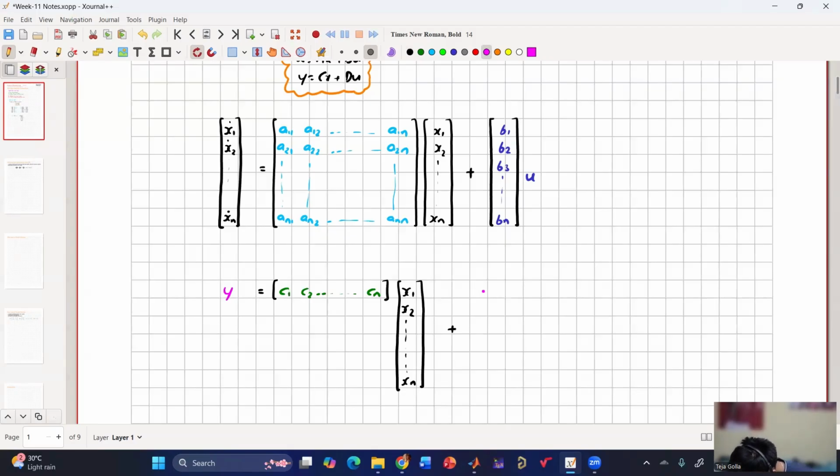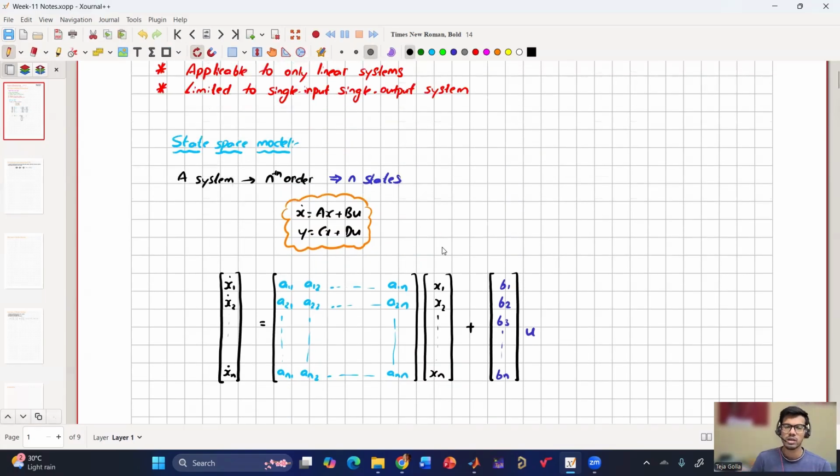So d can be written as scalar d, or I'll use a different color. d, sorry. If I use a different color, d into u. So this is how we define a generic state space model. So I'm considering a system with n number of states, so it will be an nth order system. And for any order of the system, we can define it as x dot is equal to Ax plus Bu and y is equal to Cx plus Du.